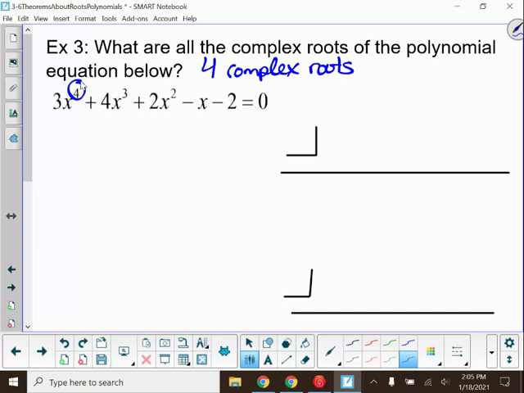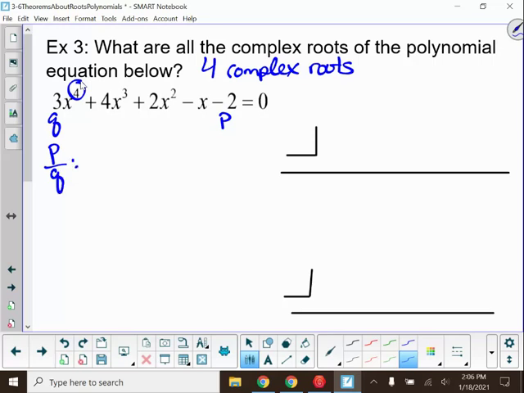So we're going to go through and try some synthetic division to try to figure out what some of those possible roots could be. My goal is to whittle this equation down to be something that has a square in it, because once I get down to a square, I can use quadratic formula or completing the square to find the remaining 2 complex roots. So my p is -2. My q is going to be 3.